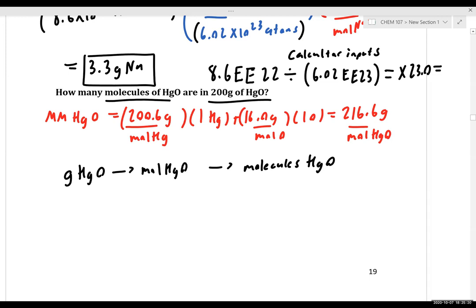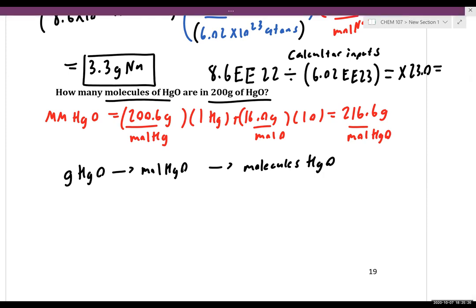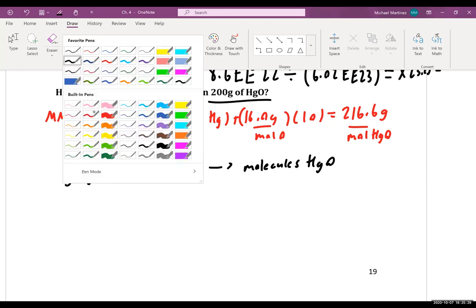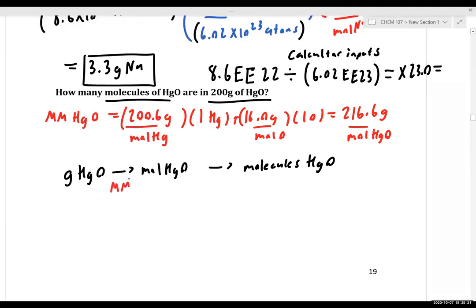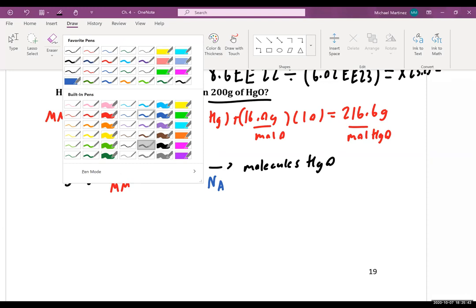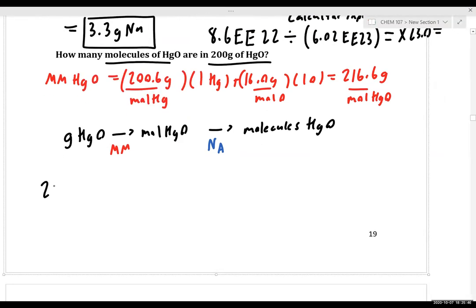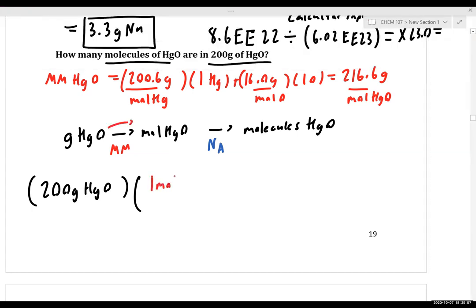So once we have that established, we're now going to figure out what conversion factors we need. So to go from grams to moles, we're going to use our molar mass. And to go from moles of mercury oxide to molecules, we're going to use Avogadro's number. So then let's execute on that. So if we have 200 grams of mercury oxide, to go from grams to moles, we're going to want units of moles on top.